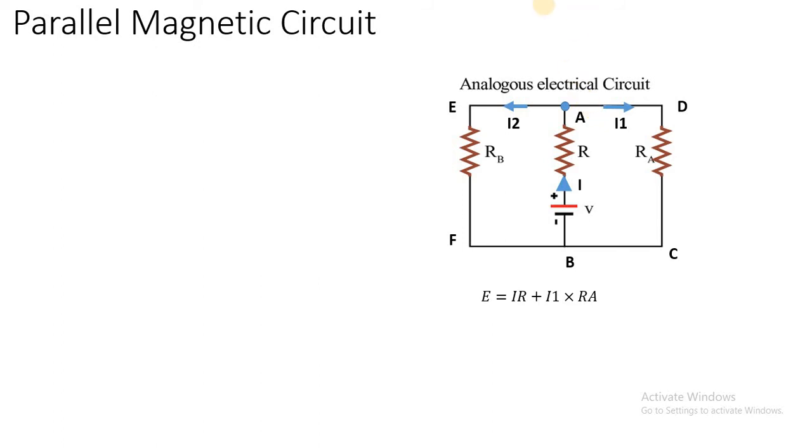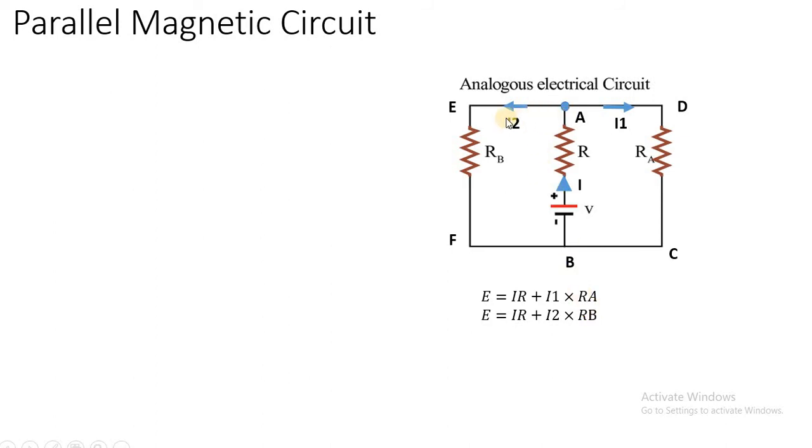Now how many EMF applied? One. That is of the magnitude, say, V. Instead of E, I will write V over here. Okay, sorry. So V is equal to, first voltage drop is IR and second voltage drop is I1 into RA. Okay. Similarly, the second side of the circuit.